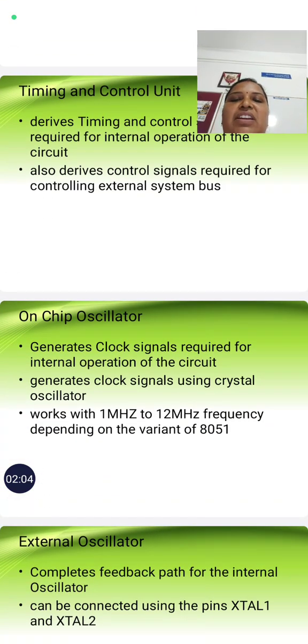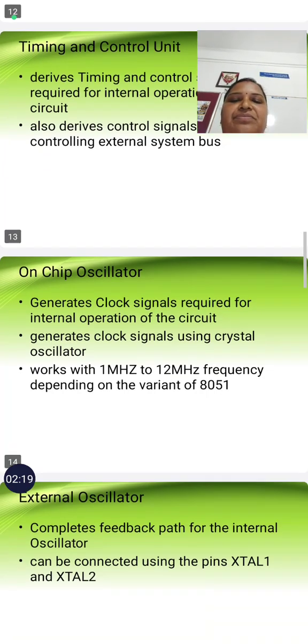Then the on-chip oscillator generates the clock pulse required for the internal operation of the circuit. It generates the clock signals using a crystal oscillator. It works with 1 MHz to 12 MHz frequency depending on the variant of 8051.